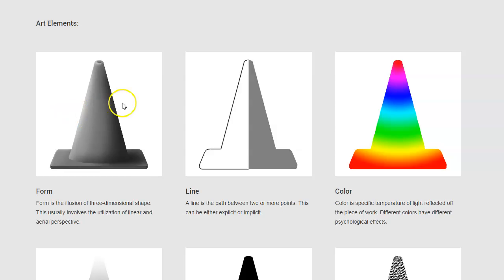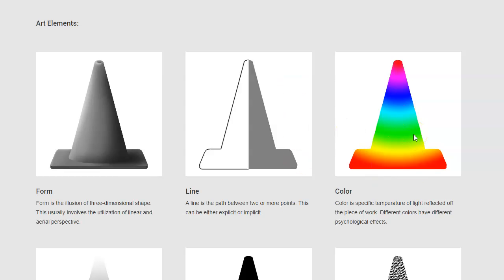Line is pretty obvious. So line, you know, this is a line. But line can also be more of an implicit thing. So, for instance, this is a shape, but the outside of the shape is also a line. So it doesn't have to be a literal line. It can even be if someone's looking at something, that creates a line, right? So it creates movement and direction from one area to another.